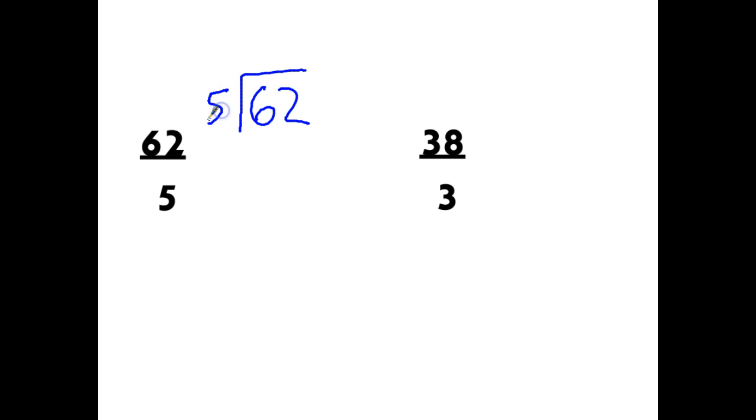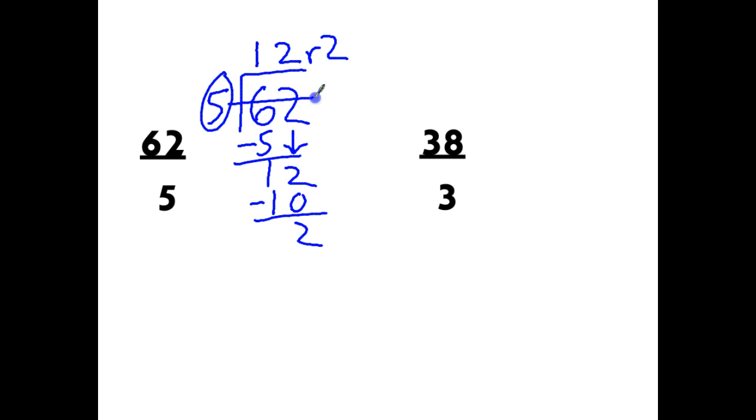62 fifths. 5 goes into 6 one time. I've got 1 left over. Bring down my 2. How many 5's in 12? 2 of them. 2 times 5 is 10. When I subtract, I've got 2 again. 12 remainder 2. Remember to bring the 5 over for the denominator because it doesn't change. 12 and 2/5 would be my answer.